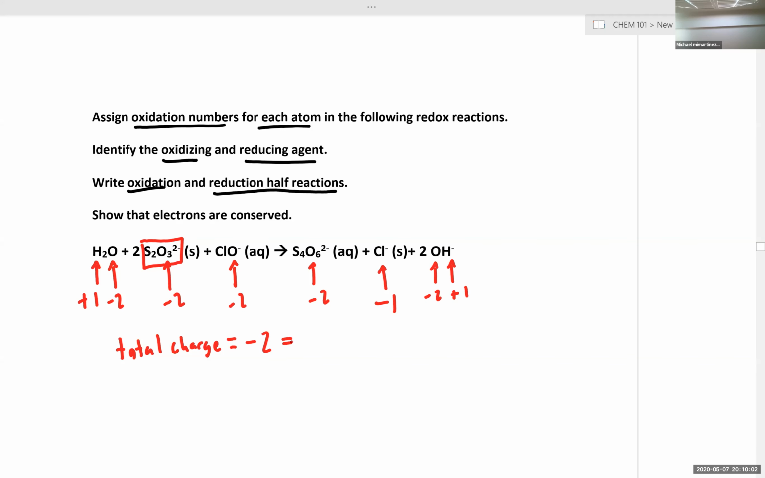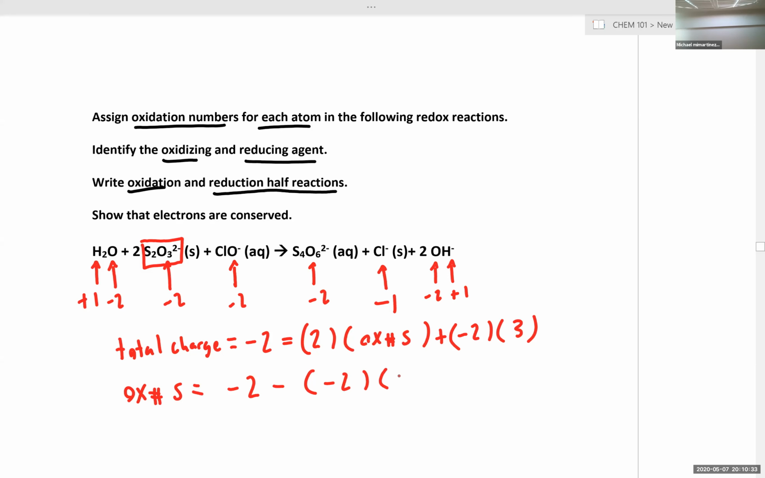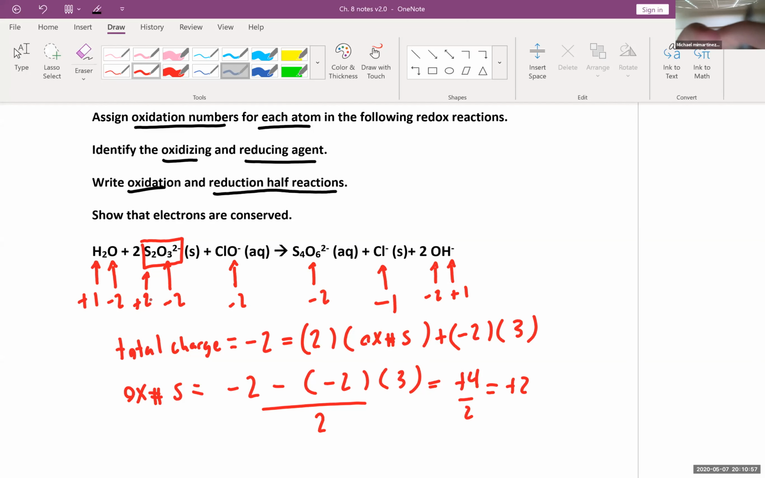Okay, and our total charge is equal to the number of sulfur atoms, which is 2 sulfur atoms, times the oxidation number of sulfur, plus the oxidation number of oxygen, which is -2, times the number of oxygen atoms. So if we solve for the oxidation number of sulfur, we get our total charge, which is -2, minus the oxidation number of oxygen times the number of oxygens, divided by the number of sulfurs. And that in turn gives us +4/2, which gives us +2. So sulfur has an oxidation number of +2. Okay, let's keep going now.